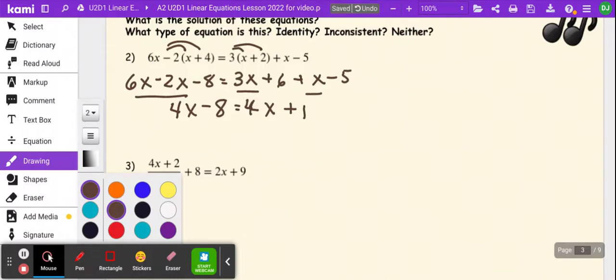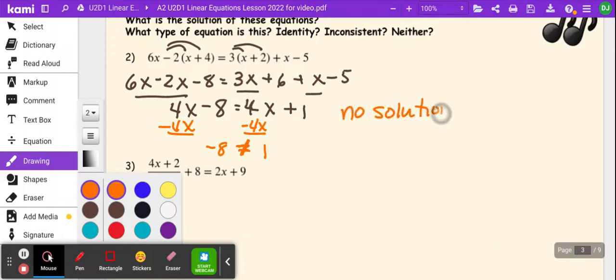So now look what's happening here. I have 4x and 4x. Well, let's try to continue to solve it. All right, what would we do? We would go minus 4x and minus 4x. And then ultimately what's going to happen is we're going to get negative 8 equals 1. But that's not true. Negative 8 does not equal 1. So I want to put a does not equal. And notice that I don't have any solution for x. x doesn't equal anything. So this is no solution. You have to write that there is no solution. And then the type of equation would be inconsistent.